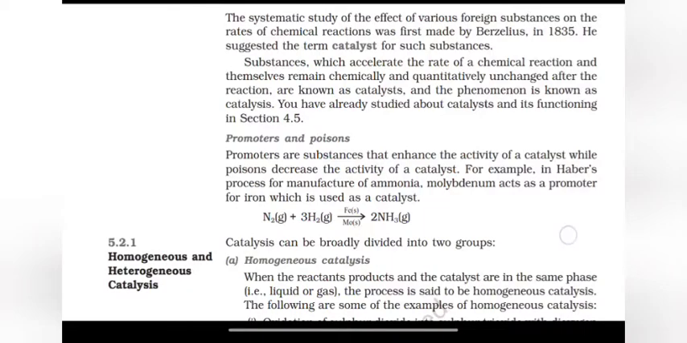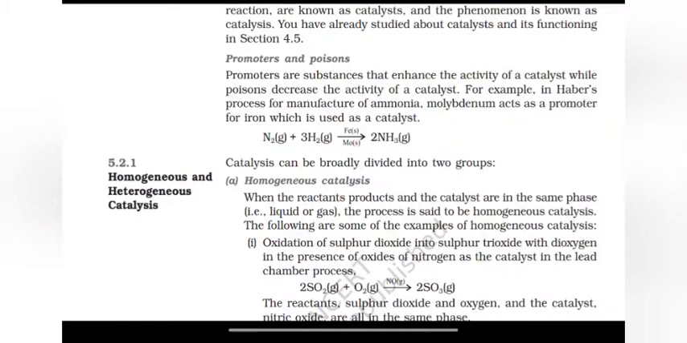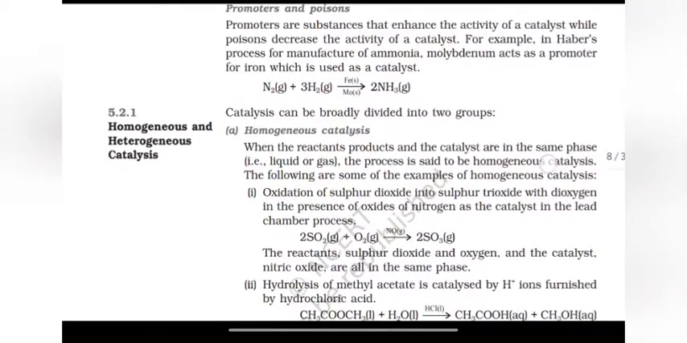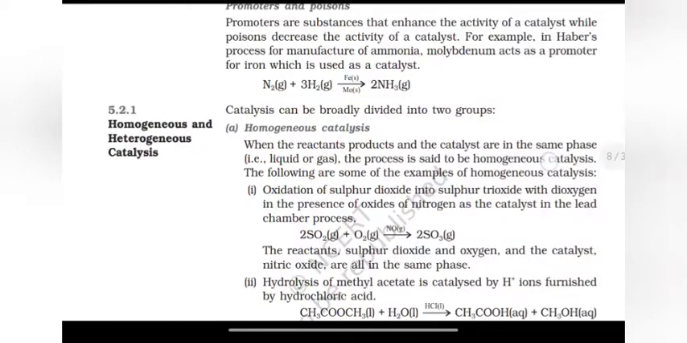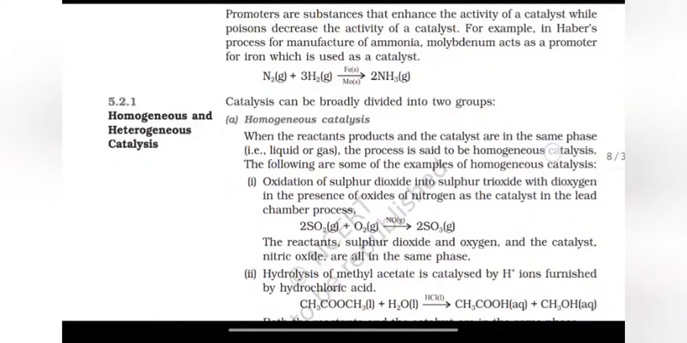You already studied about catalyst and its functioning in section 4.5. Promoters and poisons. Promoters are substances that enhance the activity of a catalyst, while poisons decrease the activity of a catalyst. For example, in Haber's process of manufacture of ammonia, molybdenum acts as promoter of iron, which is used as catalyst. Catalysis can be broadly divided into two groups.